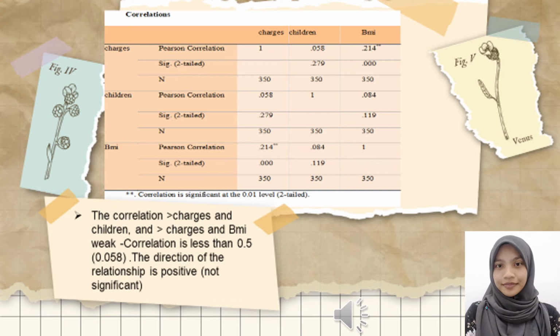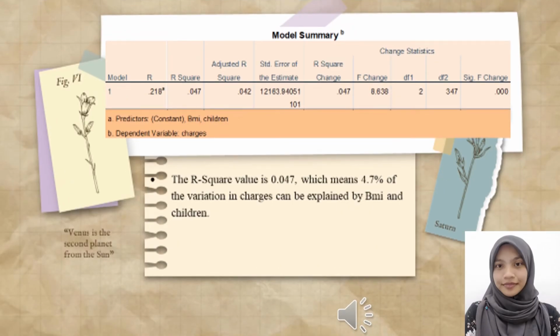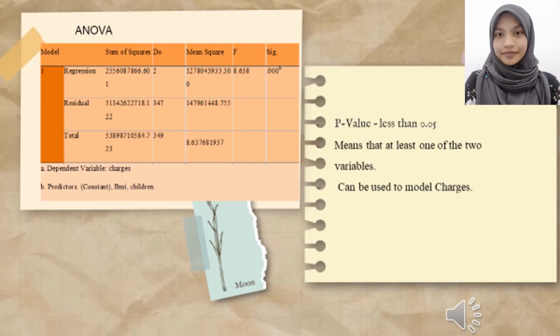The direction of the relationship is positive, but the correlation is not significant at the 0.01 level (2-tailed). In the model summary, the R square value is 0.047, which means 4.7% of the variation in charge can be explained by BMI and children. In the ANOVA table, we can see the p-value is less than 0.05, which means that at least one of the two variables, BMI and children, with the intercept, can be used to model charge.